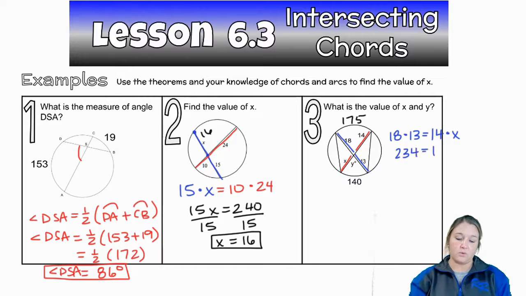So 18 times 13 gives 234, which is equal to 14x. Then you divide both sides by 14 and you get 16.7 is equal to x. So we found x. Now I need to find y.